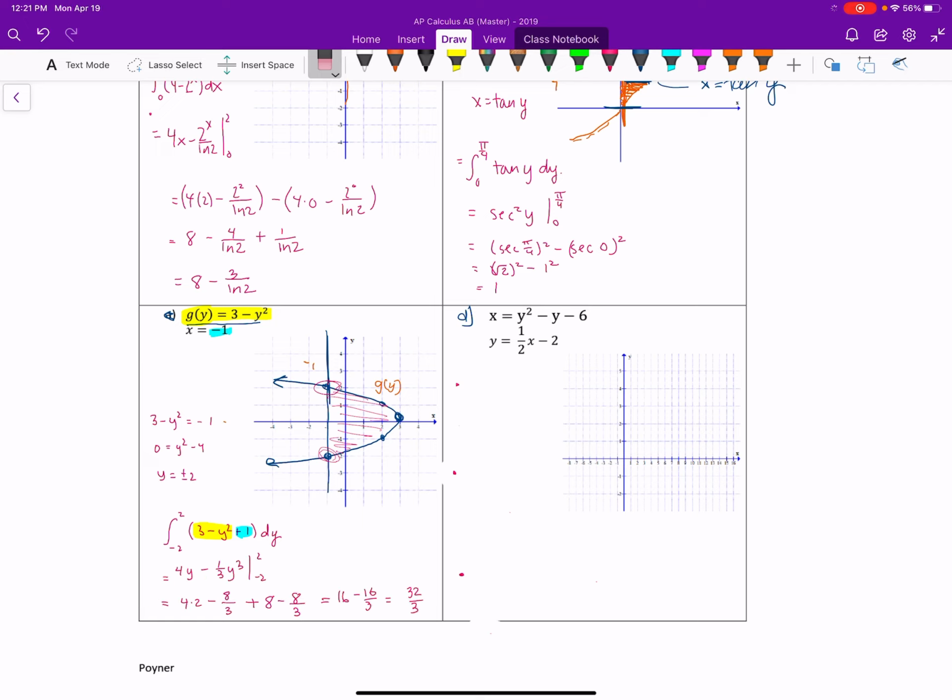It's just the setup. I want you to pause the video and try D. It might help you to graph it. The key idea here is that the easiest is to leave this one in that form, just as a conic section here. It's much easier instead of trying to do it the other way around.